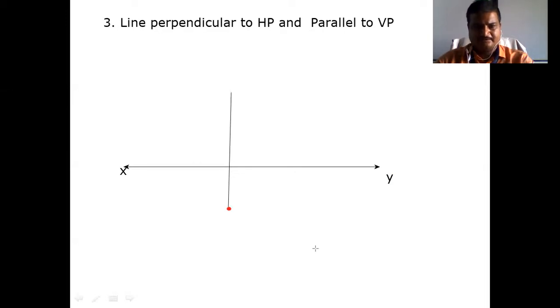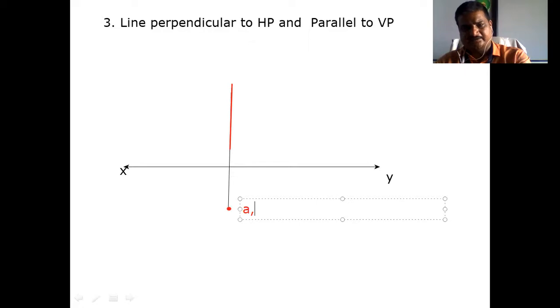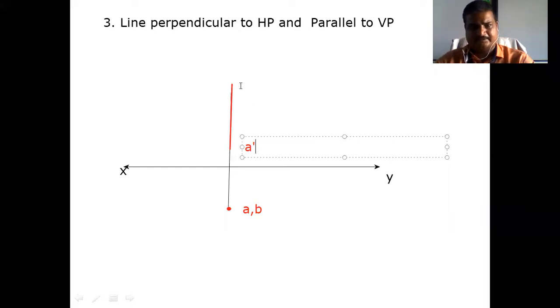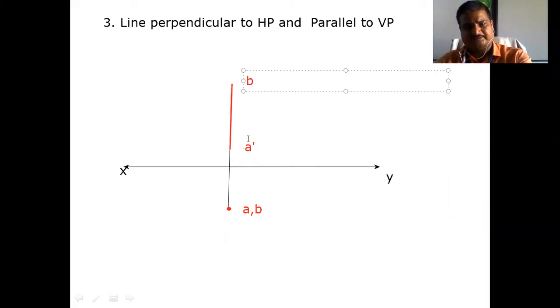And here you can put your line. Immediately you can name this particular line. Here you can see in a top view, point view A and B point will lie here only. And here you can name it as A dash. This will be your B dash.